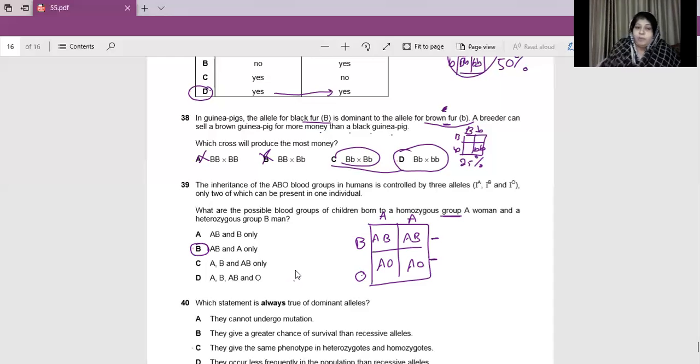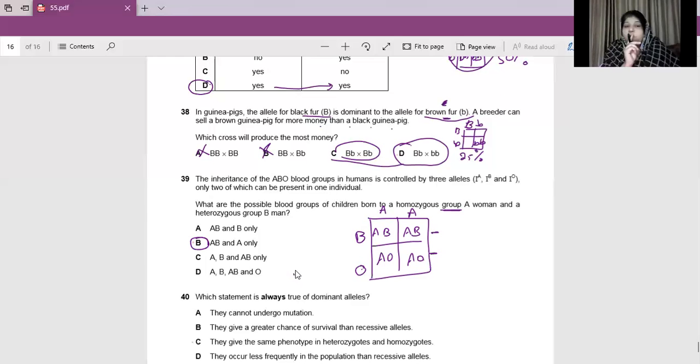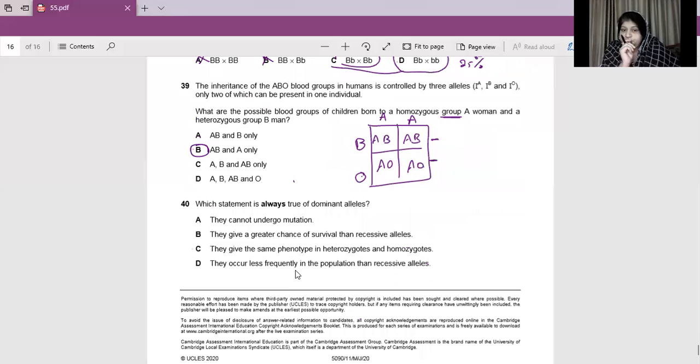That's it. Okay. The last one is, which statement is always true of dominant alleles? They cannot go through mutation. Mutation is a sudden change no one can stop. There is a greater chance of survival than the recessive allele. We cannot say this because if we are talking about tongue rolling, eye color, height or skin color, there are not 100% chances for the survival of this one. They give the same phenotype in heterozygous and homozygous. Yes, if the case is not related with incomplete dominance, then they show the same phenotype, same physical appearance. Occur less frequently in the population, there is a 50% chance for this characteristic. So the correct answer is C.